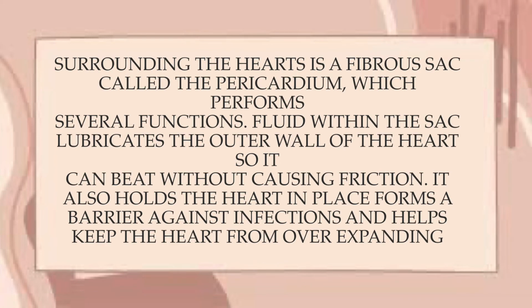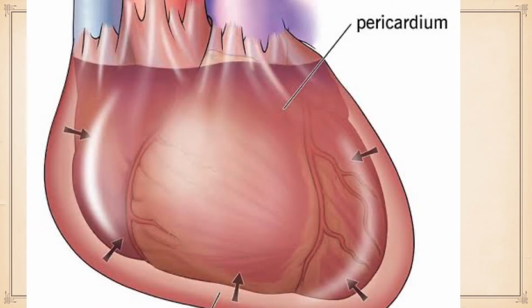Pericardium layer. Surrounding the heart is a fibrous sac called the pericardium, which performs several functions. Fluid within the sac lubricates the outer wall of the heart so it can beat without causing friction. It also holds the heart in place, forms a barrier against infection, and helps to keep the heart from overexpanding. Pericardial cavity of the heart as shown in this figure.